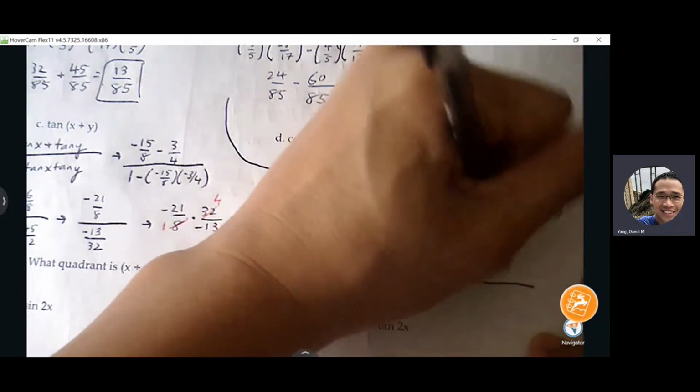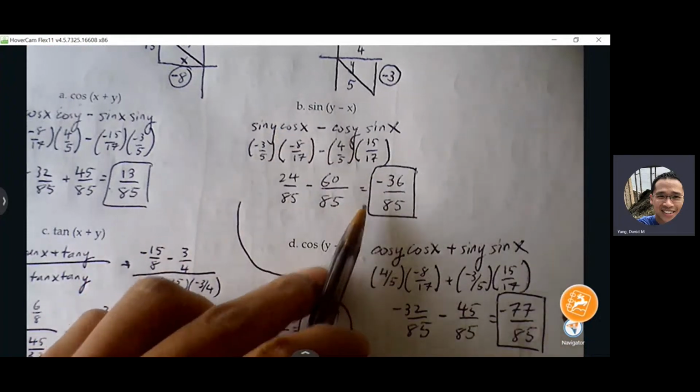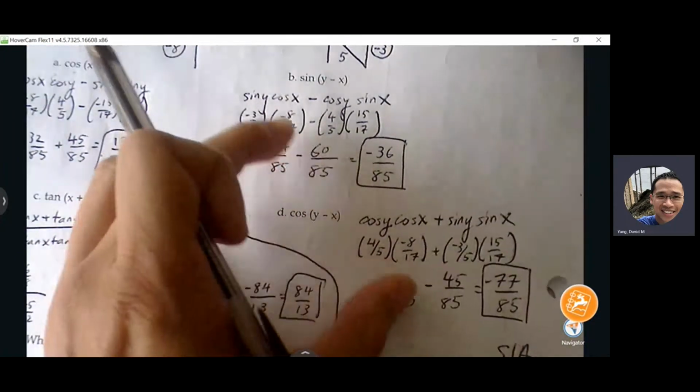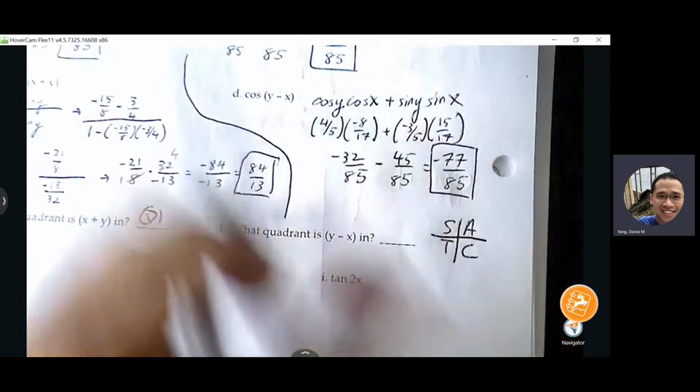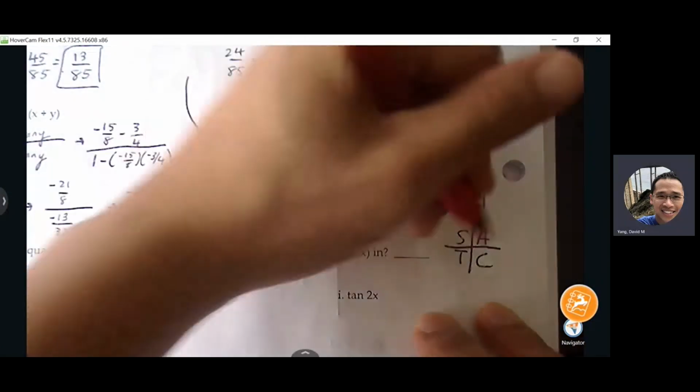Which quadrant is y minus x in? Let's see, sine is negative and cosine is negative. So which quadrant is both sine and cosine negative? Quadrant three, yep.